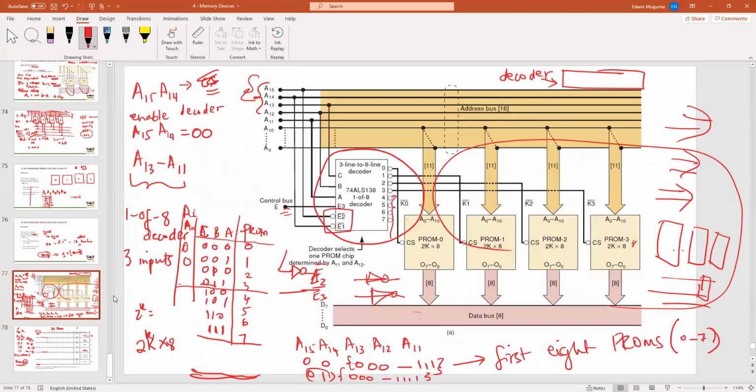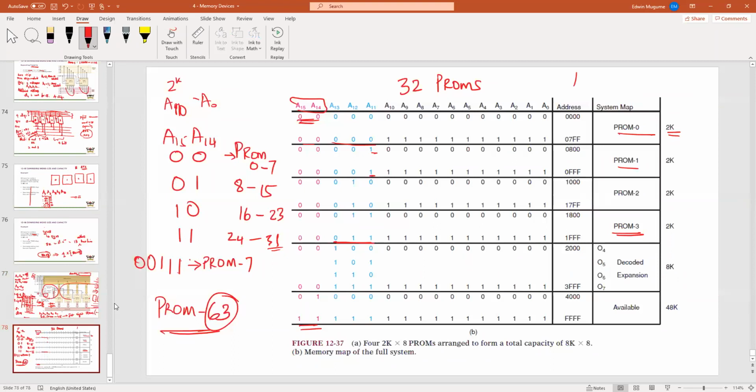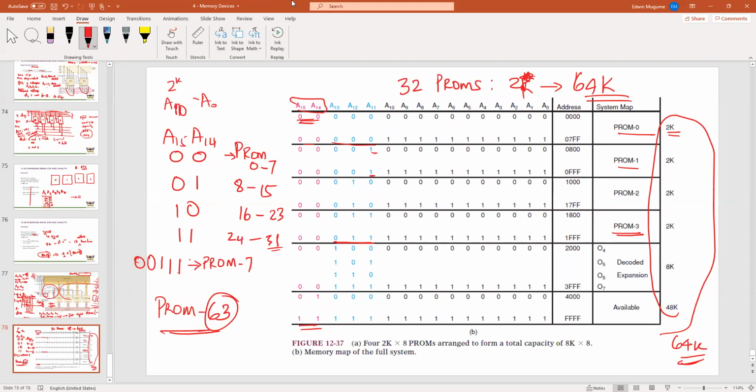We can expand this by adding another 28 proms to make 32 proms. And when we do that, each prom is 2K. That gives us 2K times 32, which gives us 64K. And you can see even here when you're summing this, it will end up at 64K, okay?